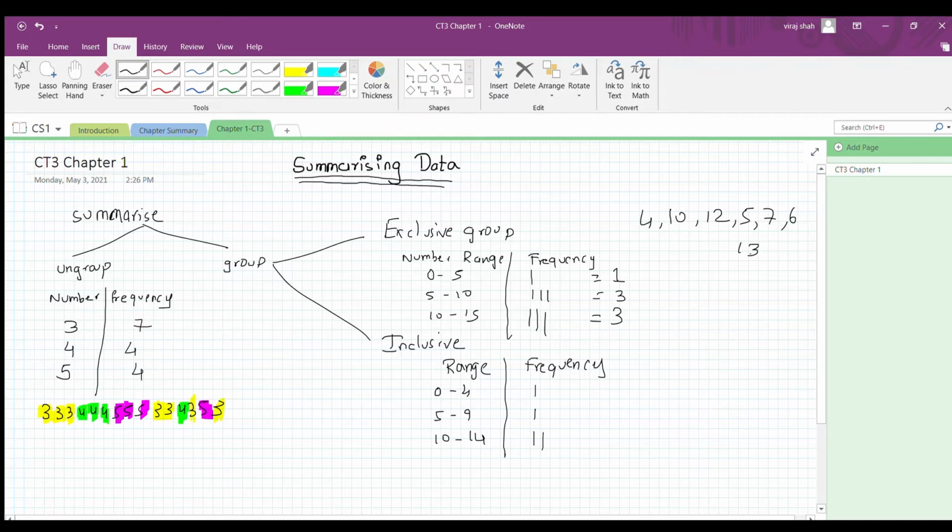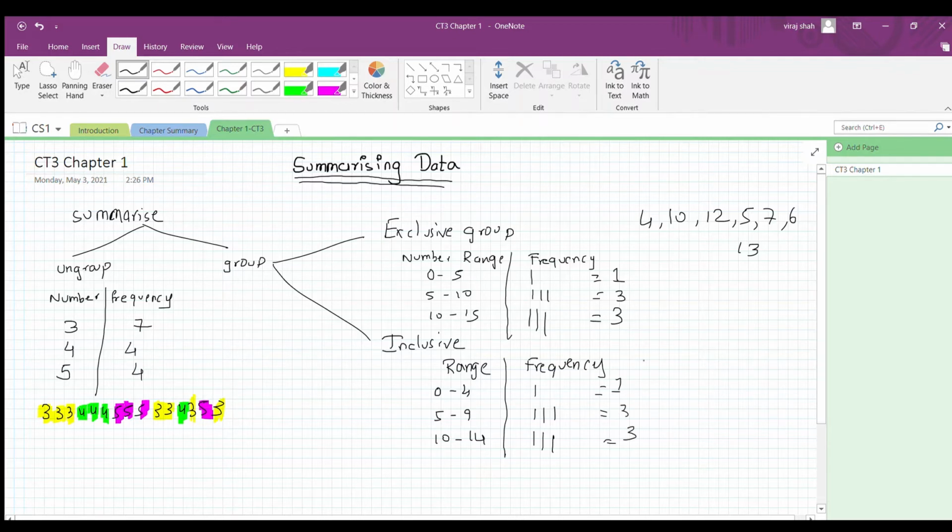So going ahead, we did 5. 7 comes between 5 to 9. 6 comes between 5 to 9. And 13 comes between 10 to 14. So if we observe, whether you use inclusive or exclusive, it does not matter. The answer would be exactly the same.